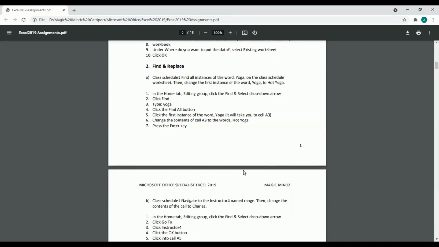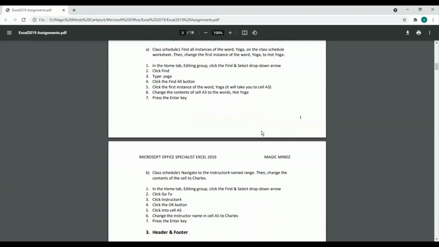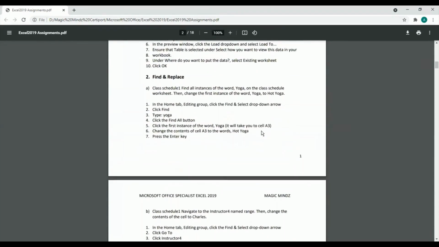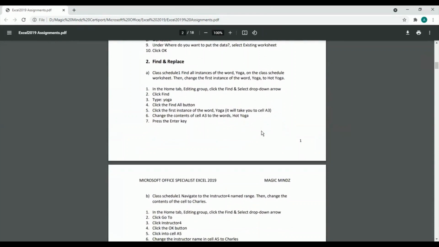So I have a question here. I'm just going to follow the question now and give the answer. And then we will see and explore more options under find and replace. So let's look at the question. It says, class schedule 1, find all instances of the word yoga on the class schedule worksheet and change the first instance of the word yoga to hot yoga.